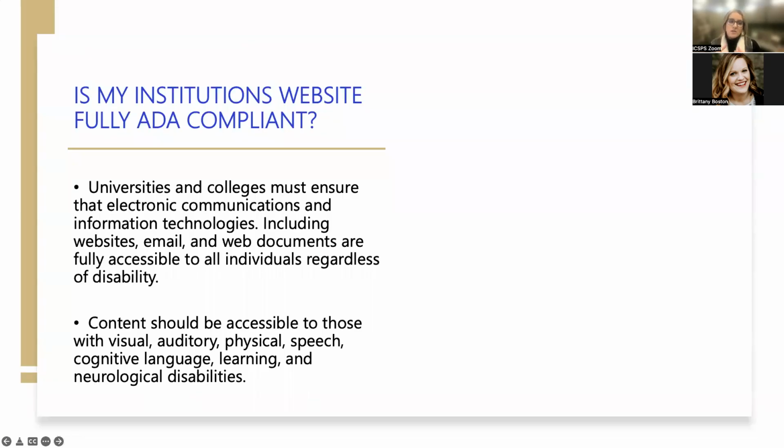So is your institution website fully ADA compliant? Universities and colleges have to ensure by law that any electronic communications and information technologies, including websites, emails, web documents, are fully accessible to all individuals regardless of the disability. But we do see a lot of gaps in this, especially in the community college sector, because you're working with smaller budgets, you're working with smaller teams of people, right? And so content should be accessible to those with visual, auditory, physical, speech, and cognitive, language, learning, and neurological disabilities.